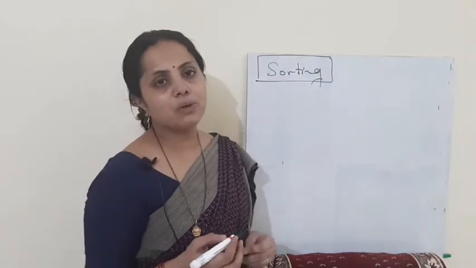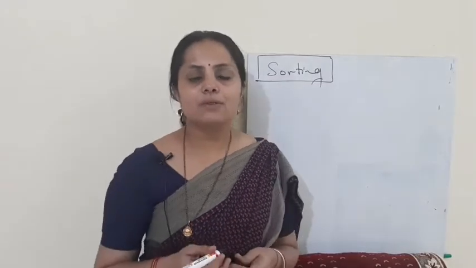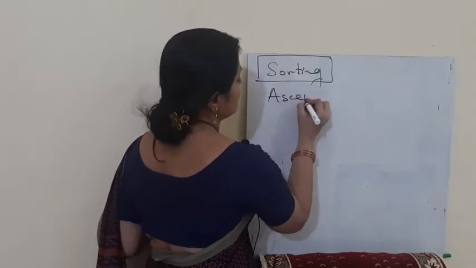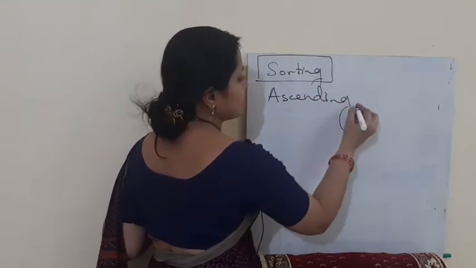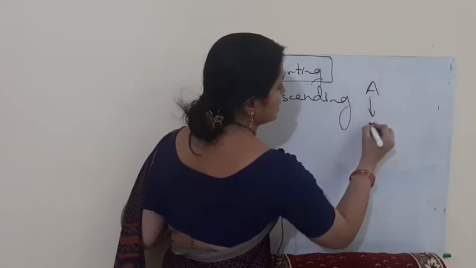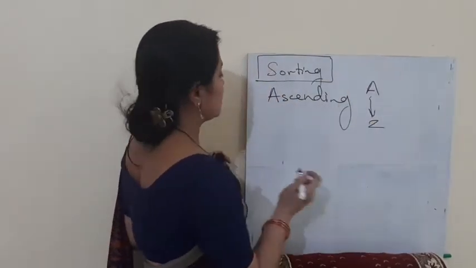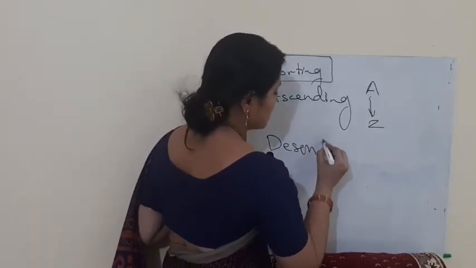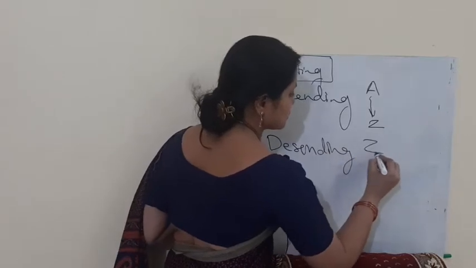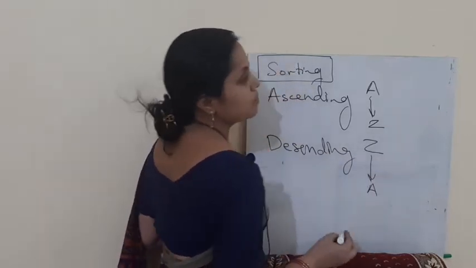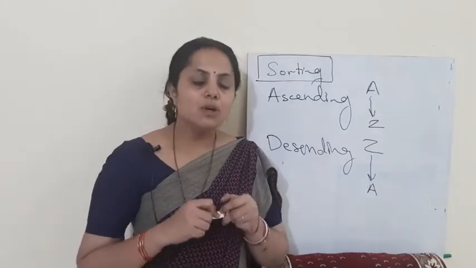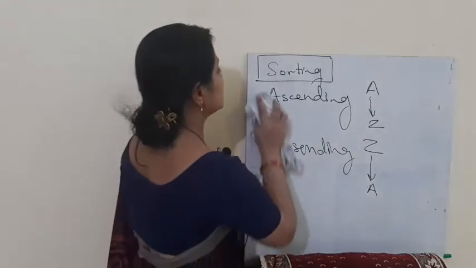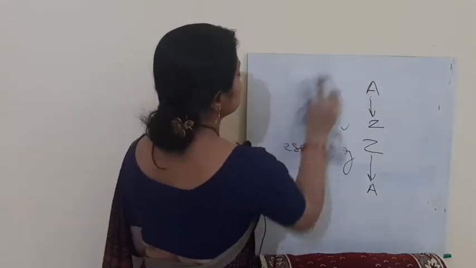Sorting can be of two types, ascending and descending. Ascending means A to Z, that is from smaller to bigger, and descending is from Z to A, that is from the highest value to the lowest value. We have all done this many times in Excel, using ascending and descending sorting of data.